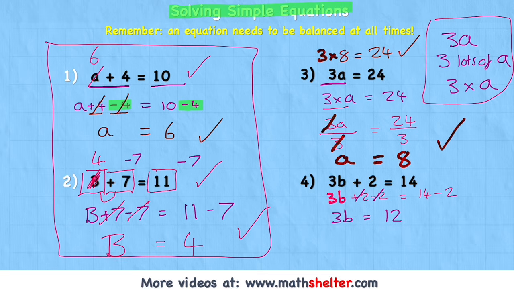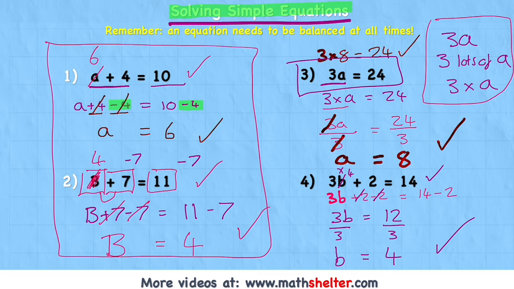And now what I should see is I have something that looks very familiar to my question 3, and I can simply just break apart the 3 multiplied by b by dividing it by 3 on both sides. Leaves me with b on its own equals 12 divided by 3, which is 4. And again, I can check that by replacing this b with a 4 and saying 3 times 4 is 12, plus my 2 is 14. Awesome! That's how to solve simple equations.